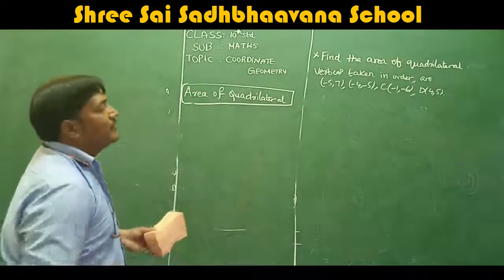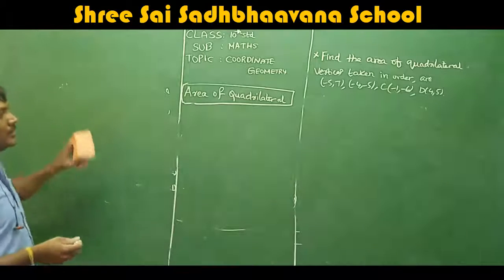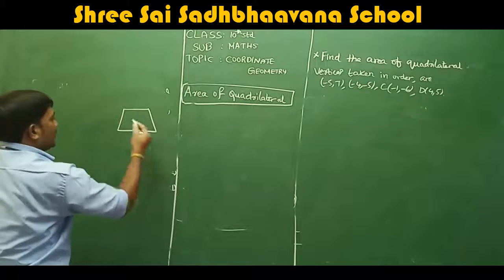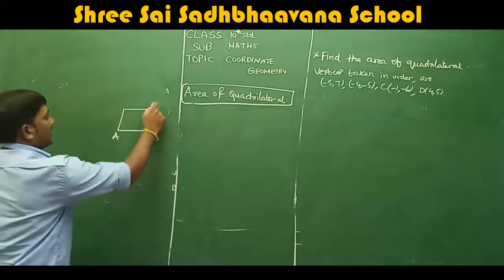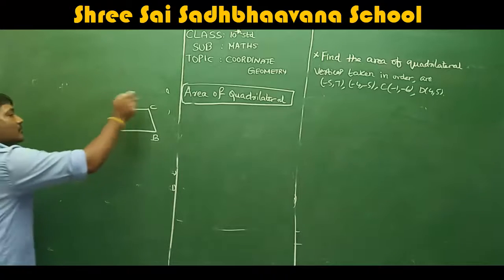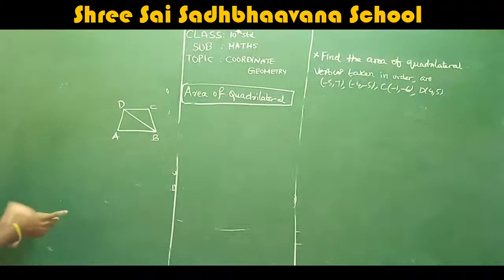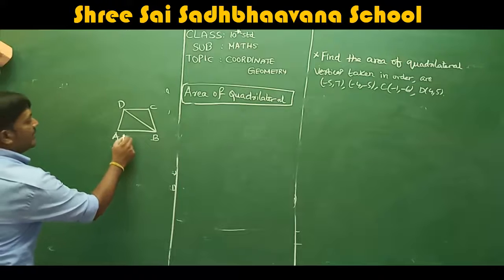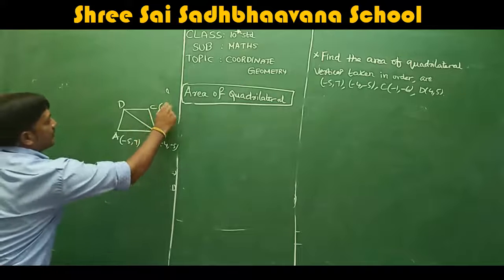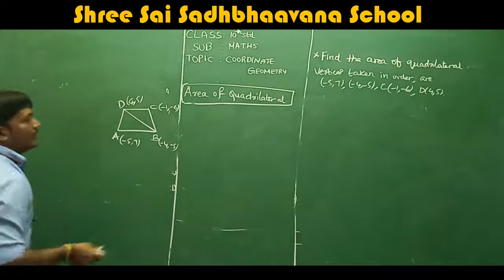Okay, so find the area of quadrilateral, vertices taken in order, same kind of sum. Okay, I'll just do from here. First I'll take it as quadrilateral ABCD. First one I have taken in that way, this one I am taking the other way. Any way you take, you will get the answer. It doesn't mean that you should take only AB like that. You can take like this also. So what are the vertices given? First one you take it as A, second one you take it as B, third one you take it as C, minus 1 comma minus 6, and D you take it as 4 comma 5.